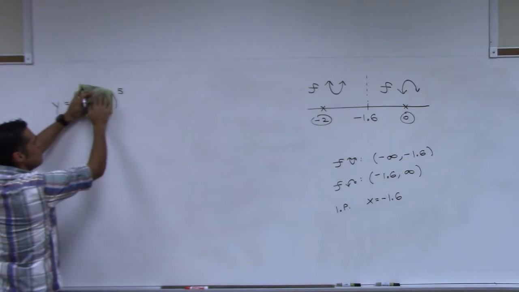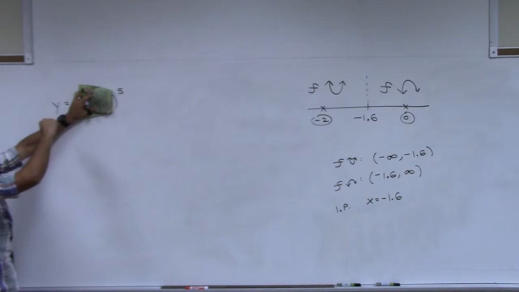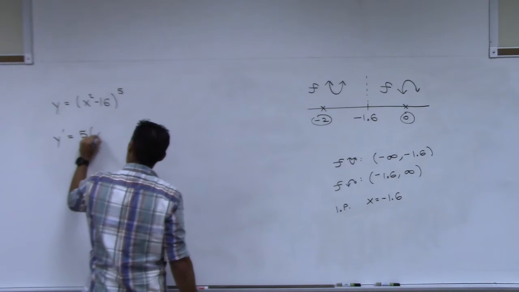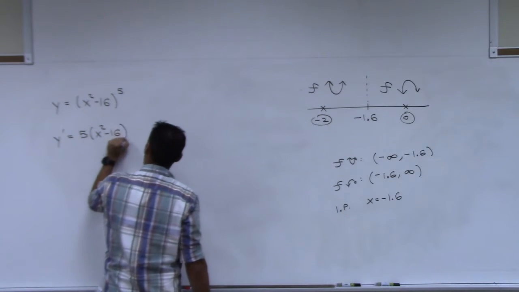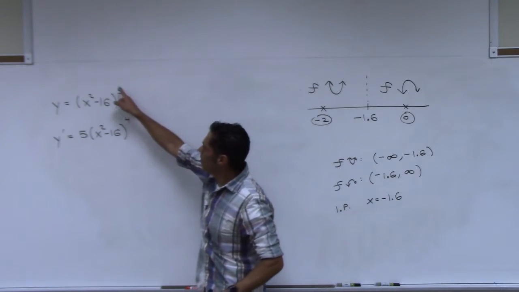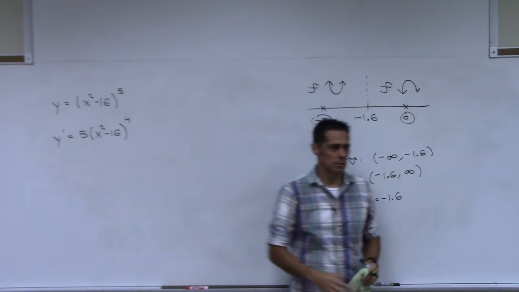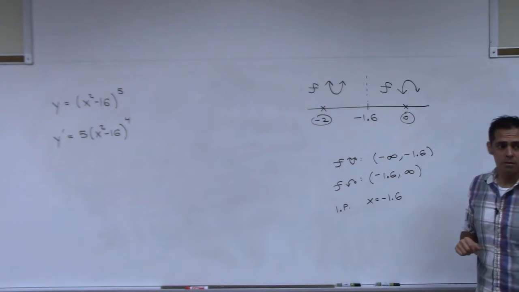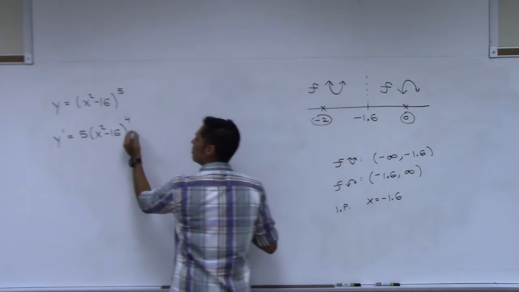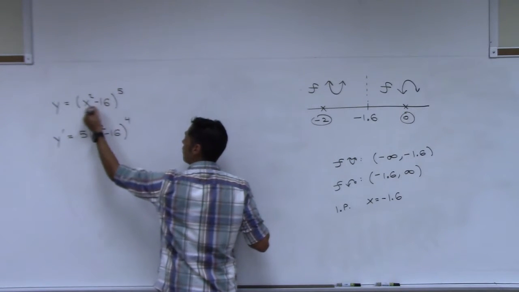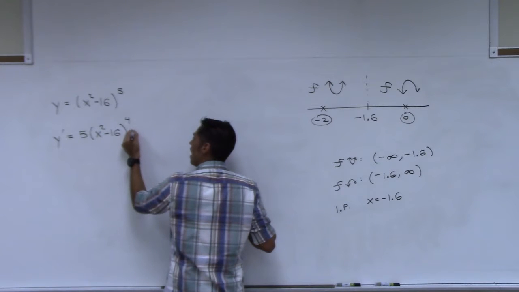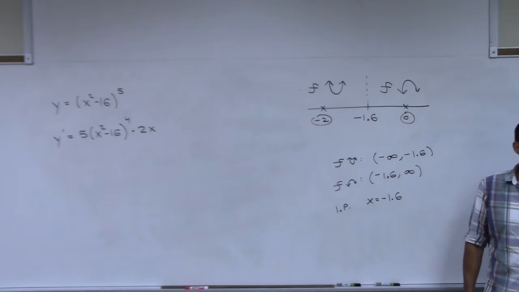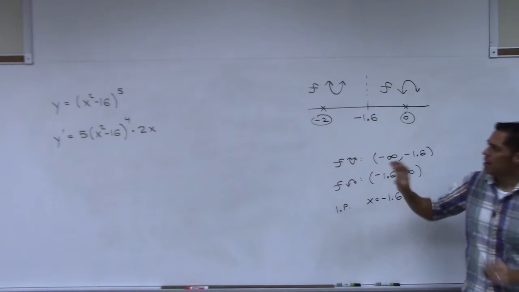If you have something to the 5th power, the 5 comes out, that's your power rule. You do not touch the thing inside. You bring the 5 out and reduce the power by 1. Then you're not done with the derivative. You take the derivative of the inside. What's the derivative of the inside? Just 2x, and you attach it with multiplication. That is your first derivative. Does that look familiar?